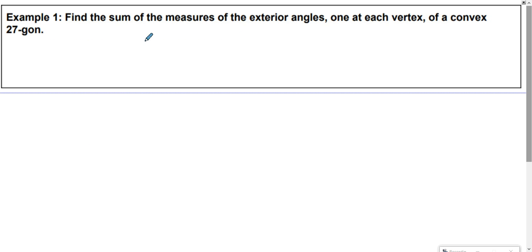Okay. All right, so example 1, find the sum of the measures of the exterior angles, one at each vertex of a convex 27-gon. Doesn't even matter how many sides it has. What's the answer? 360. See how easy that is? I knew you'd like this part.